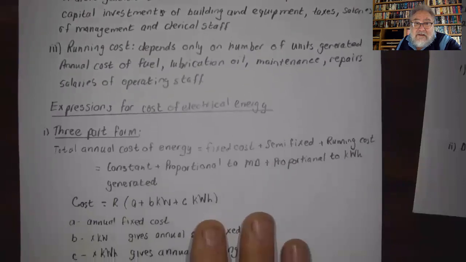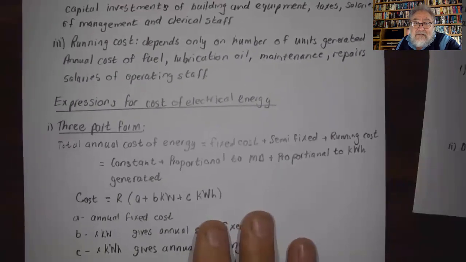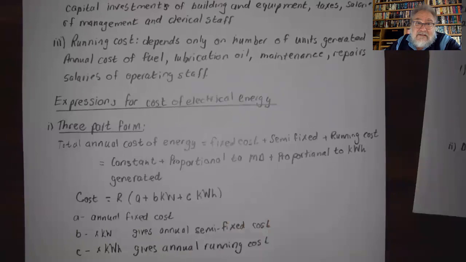Then we get to the running cost. That depends only on the number of units generated: annual cost of fuel, lubrication oil, maintenance, repairs, salaries of operating staff.